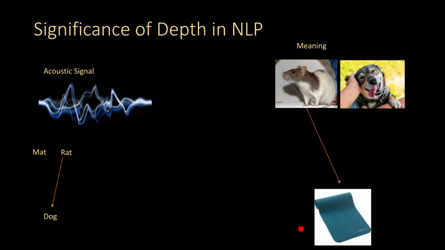So in this video, we talked about the importance of depth in natural language processing, and we covered feed-forward networks applied to NLP as well as recurrent networks applied to NLP. Now you appreciate the difference and you're familiar with the vanishing and exploding gradient problem.